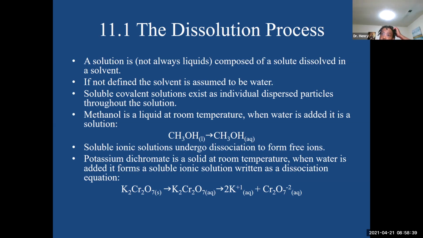Okay. So soluble covalent solutes are going to exist as individual dispersed particles throughout the solution. In other words, if we have water and let's say we have sugar, basically we have sugar molecules in that water, and they're going to be surrounded by that water. And that water is going to keep them in suspension. Does that make sense?